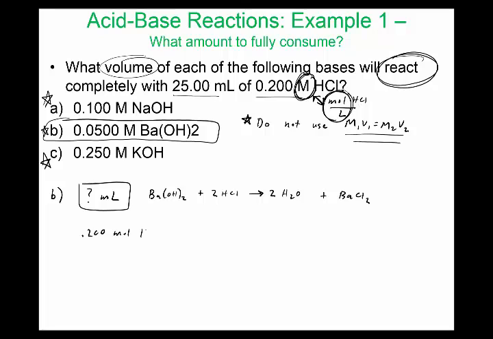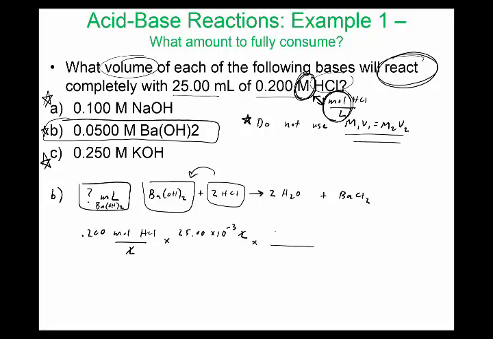0.200 moles of HCl per liter times 25.00 times 10 to the negative third liters. Okay, times, and we see that they're reacting in a 2-to-1 ratio. So we're trying to get volume of Ba(OH)2. Right now the information they give us is for HCl, so we need a mole-to-mole step to convert to the other reactant. So there's 1 mole of Ba(OH)2 for every 2 moles of HCl. So our mole of HCl cancels.